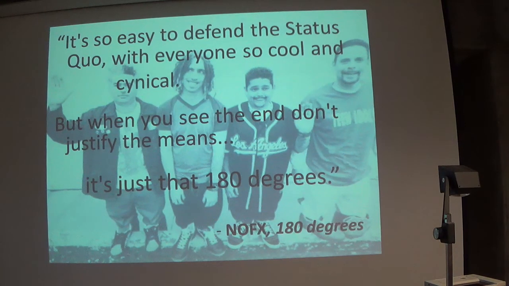Degrees. Any NoFX fans? Anybody? Got one. Good. 2. We got 2. Beautiful. One of their greatest songs. And it goes on a bit longer than that. But I don't care about the rest of it. I mean, it's a great song.